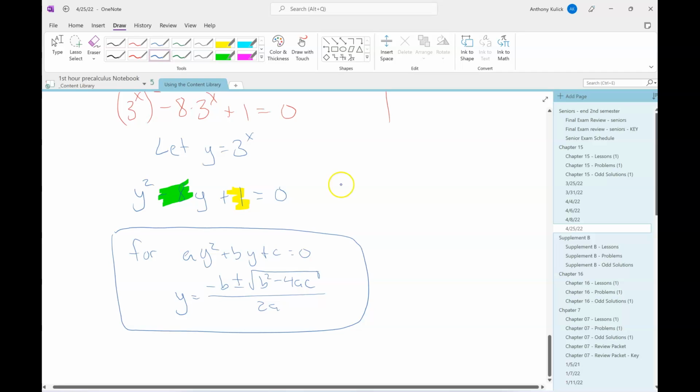So here, my value for a is 1, my value for b is -8, and my value for c is 1. So when I plug that all in, I have y equals 8 plus or minus the square root of 64 minus 4, over 2. So 64 minus 4 is 60.